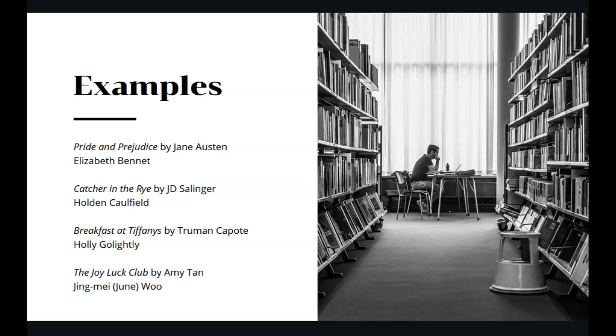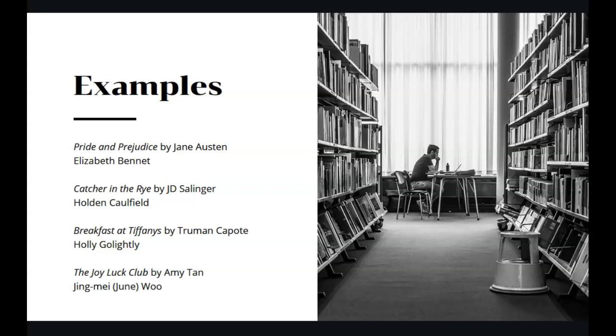Breakfast at Tiffany's by Truman Capote. Another example with the main character, Holly Golightly. Again, this story is a character-driven story. It's about the character Holly. It's about how she changes as a person. It's about the activities that she's involved in. It's about how she drives that story forward.